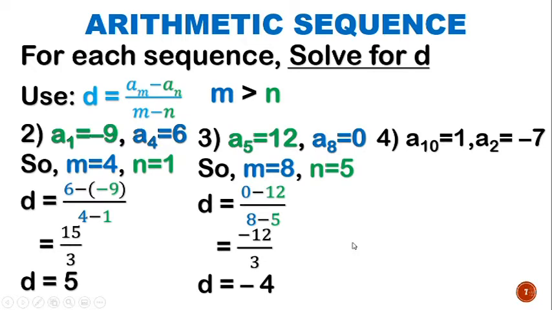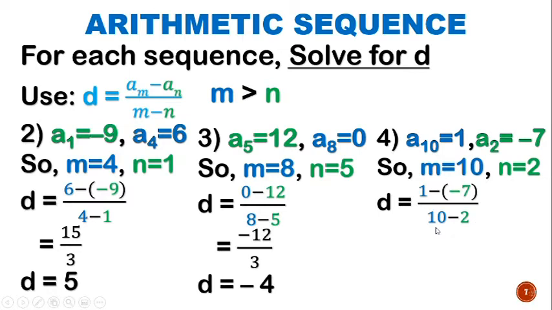Last example. Decide again which is a sub m and which is a sub n. Okay. What then are the values of m and n? M and n. So m should be and n should be, okay, 10 and 2 respectively. Substituting to the formula, unahin muna daw yung a sub m. So 1 minus negative 7 all over 10 minus 2. Again, magiging plus, then change the sign. So magiging 1 plus 7 or simply 8 divided by 8 or 1.